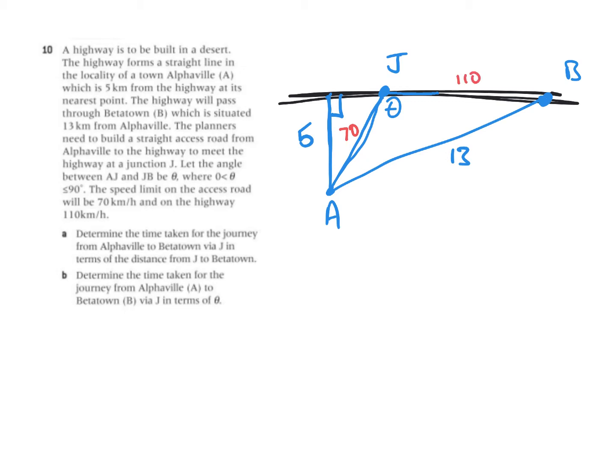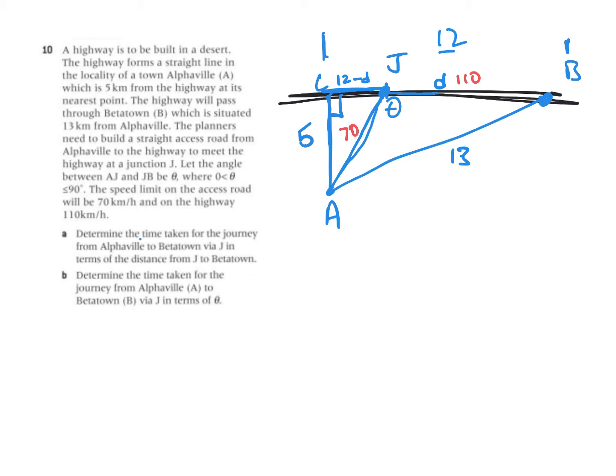We know that the speed limit here is 70 kilometers per hour, and here is 110. Now, by the Pythagorean theorem, I know that this distance from, let's call it C, to B is 12. If you're not sure, just A squared plus B squared is C squared. Just try it out and you get 12. So if I call this distance D between J and B, then this distance here is 12 minus D, just to set up some parameters here.